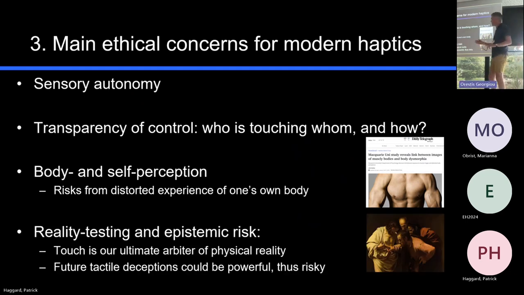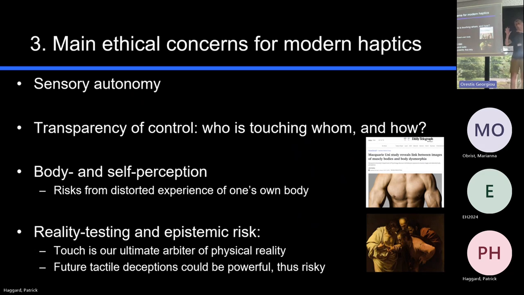This is another really interesting one. So reality testing and epistemic risk. This is not here yet, but it's perhaps coming, and it's perhaps quite interesting. Touch is the ultimate arbiter of physical reality. There's an interesting example of the 18th century philosopher who said that nothing exists, that everything is just an illusion. There are no physical objects, there's no physical world. And Dr. Johnson, who was a wit of the 18th century, kicked a stone and said, "Thus I refute him." So the physical contact with the stone is enough evidence that there are physical objects.